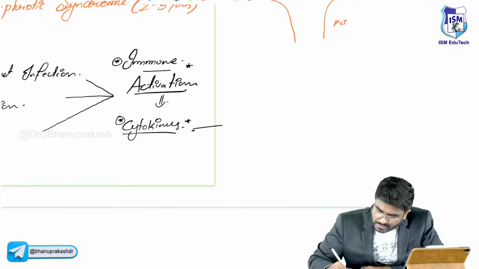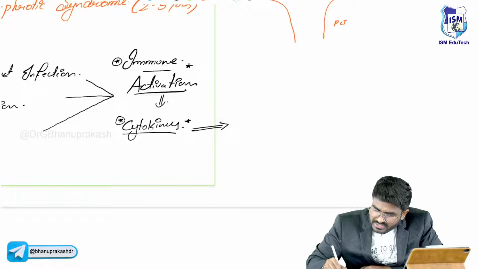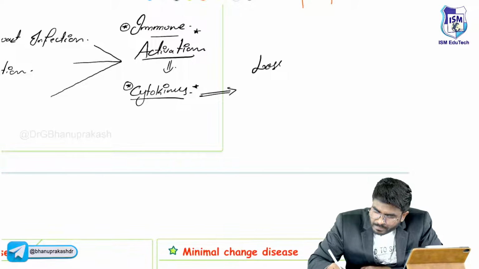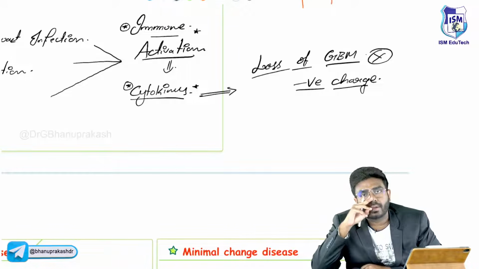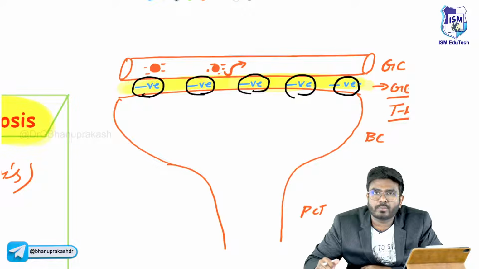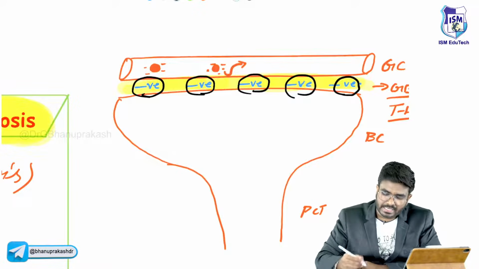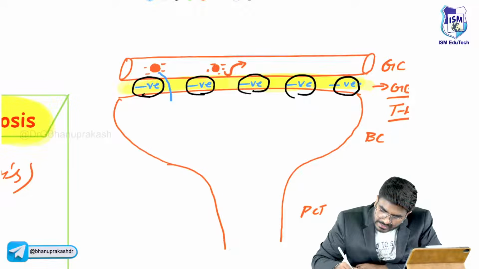So these cytokines, what will they do? They will cause neutralization, or simply say, there is loss of glomerular basement membrane negative charge. When the negative charge is gone, sir, what happens? Now look here and tell me, are albumins going to leak or not? Now albumins can easily leak. These albumin molecules are going to be easily leaked into the Bowman's capsule, just like that, because there is no negativity.